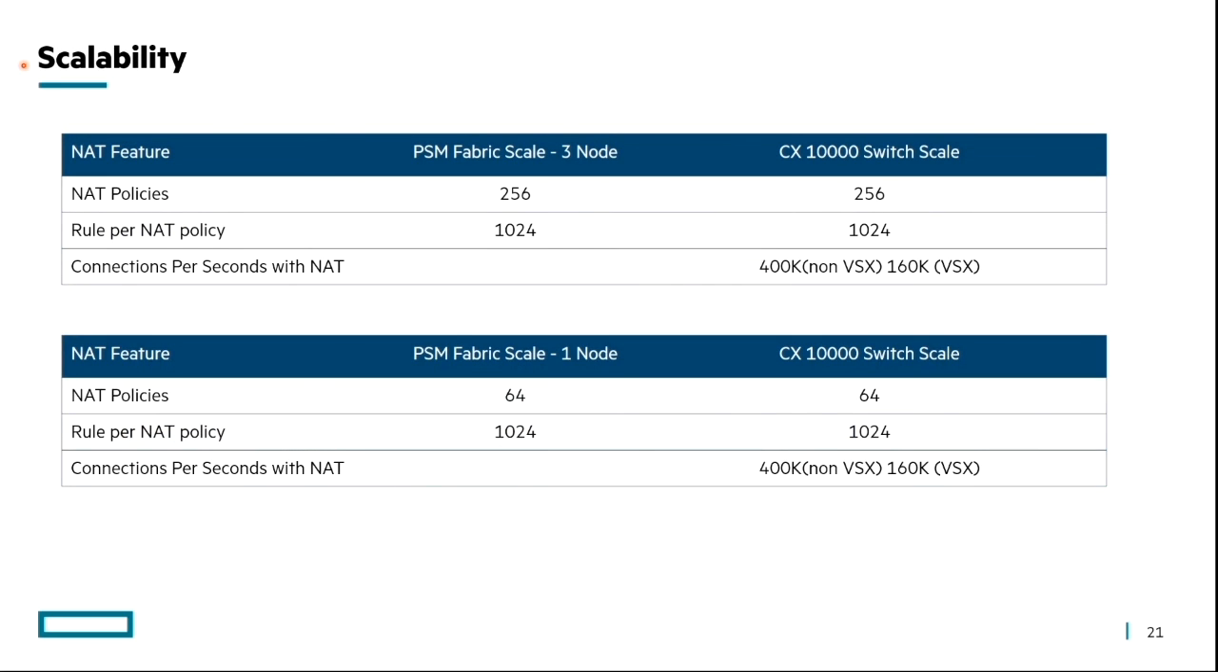And on to scalability. Just be aware that the scalability of the feature and functionality across the Pensando PSM will vary depending on whether you're using a 3-node cluster or a 1-node cluster fabric scale. So this is no exception on that. So the policies for a PSM single node cluster is 64 compared to the policies on a 3-node cluster, which is 256. Everything else though is identical between the 3-node and the 1-node.